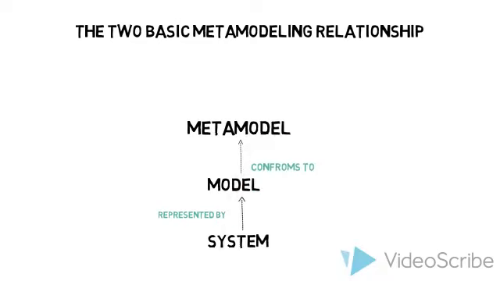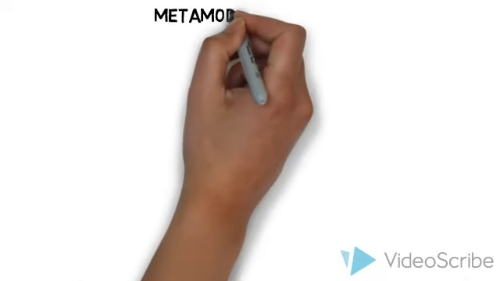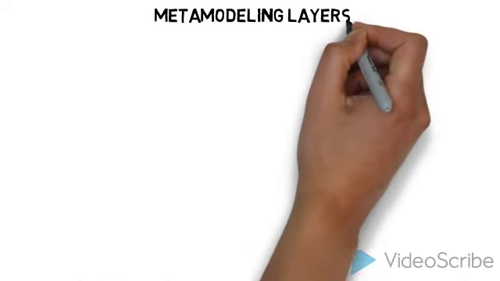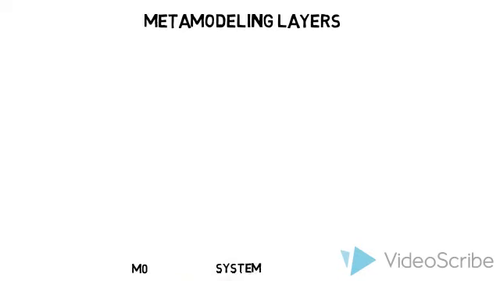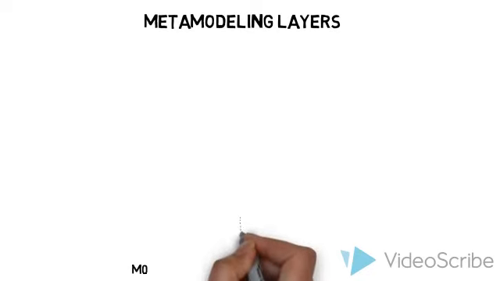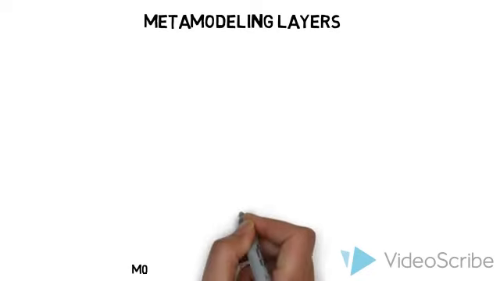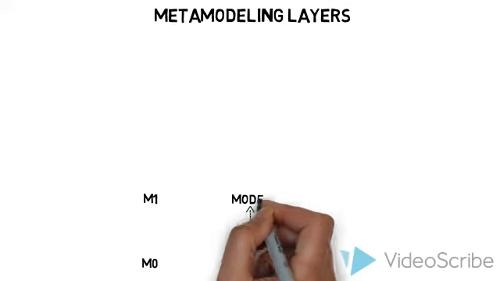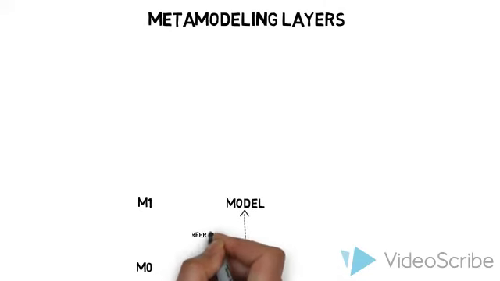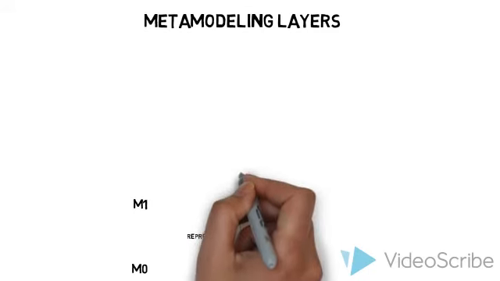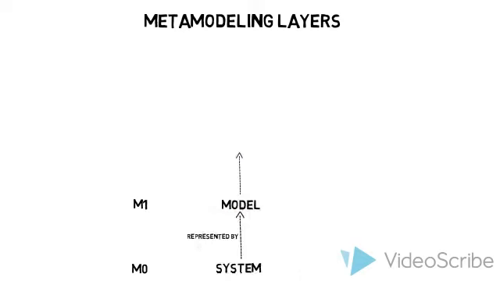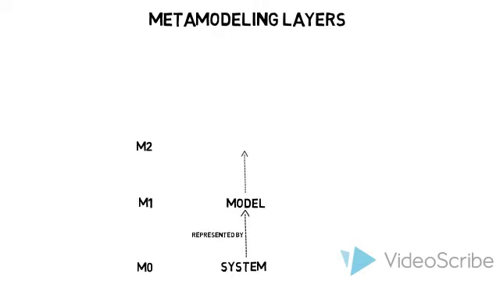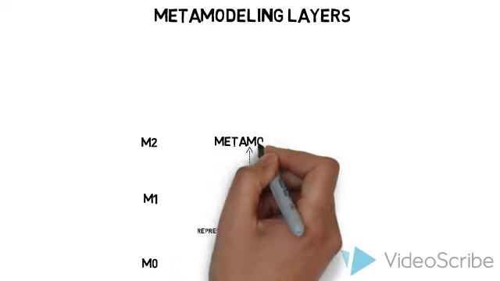Now let's move to our main part, which is the four layers of metamodel. We usually say it 3 plus 1, so I'll explain why we say that. At the basic level, M0, the layer is the original system, the real system. At the M1 level, a model represents this system. This model conforms to its metamodel, which is defined at level M2.